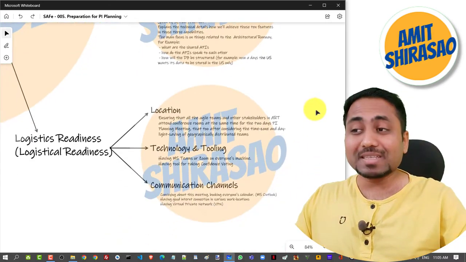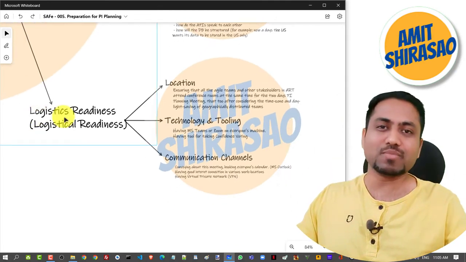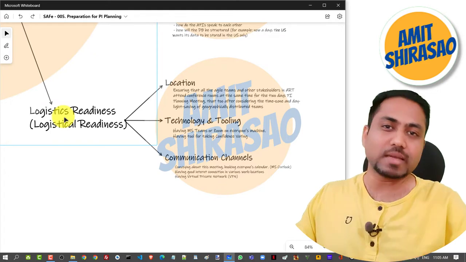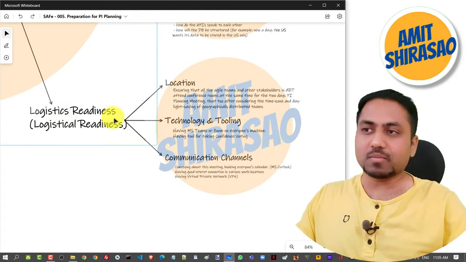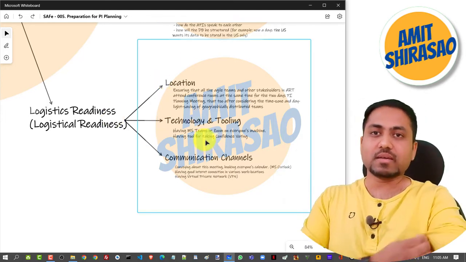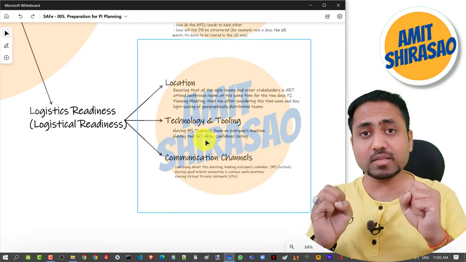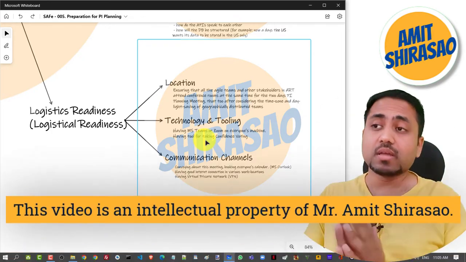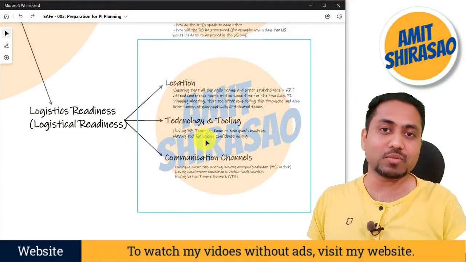Now the third kind of readiness is called logistical readiness. Some people also call it logistics readiness. You call it whatever you like, you will still get the marks, don't worry. Now it consists of three things. Firstly, your ART consists of a lot of people. Let us say your ART consists of 100 people. Now how will those 100 people sit together for a meeting?